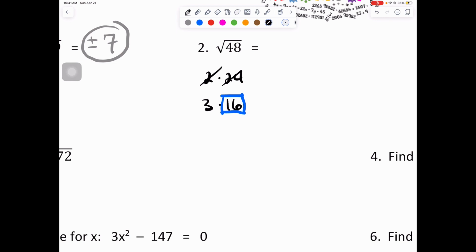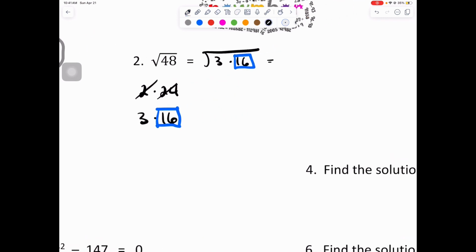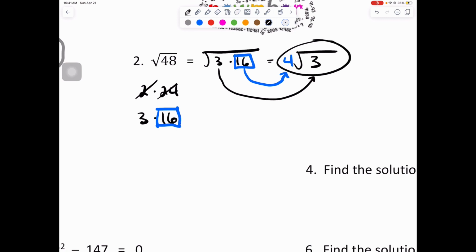Let me write this out just to show you that the square root of 48 is equal to the square root of 3 times 16. And yes, the largest perfect square is 16. So when we write our answer, the square root of 3 times 16 is equal to, yes, let's take the square root of 16. That will be our coefficient, which is 4. The 3 that's underneath the radical, go ahead and keep it underneath the radical and circle your answer.